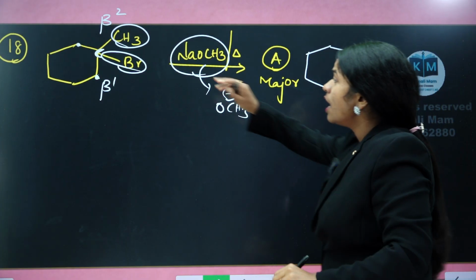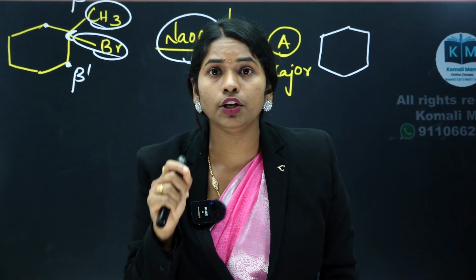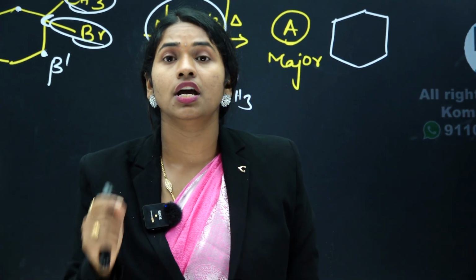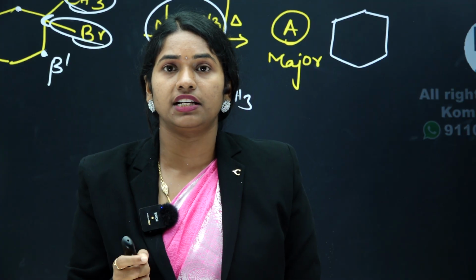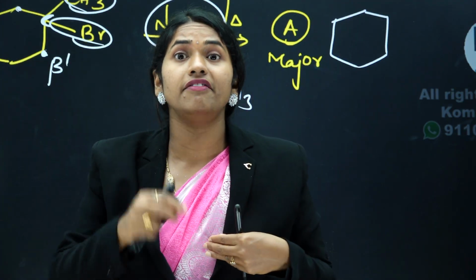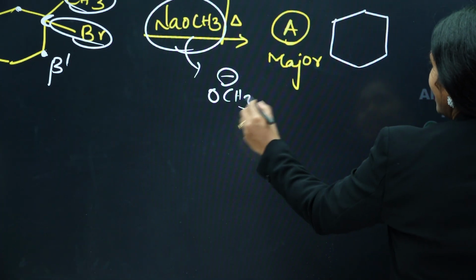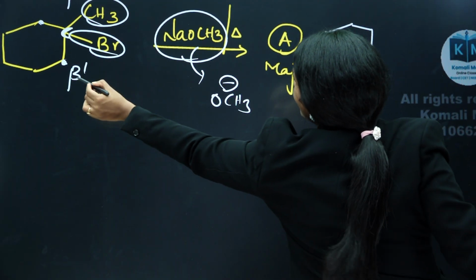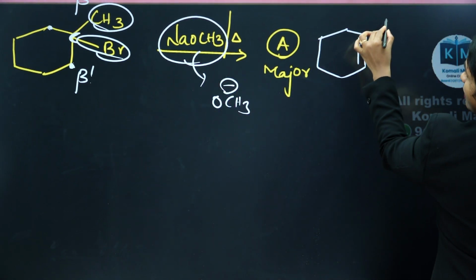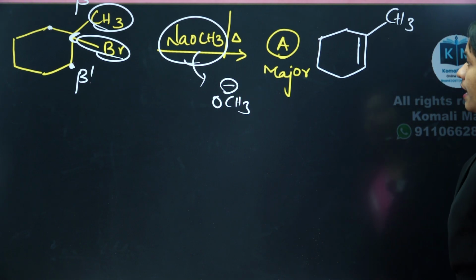They're asking for the more stable major product. How can you find the major product? You can find the major product like this: that carbon should have less number of beta hydrogens. That is the easy way. So it is having less number of beta hydrogens. Which one? Beta 1. So remove beta 1 and write the product. You write CH3 as it is. Okay. Next question.